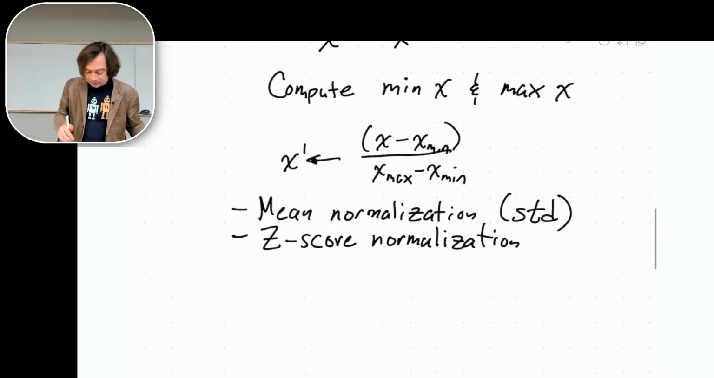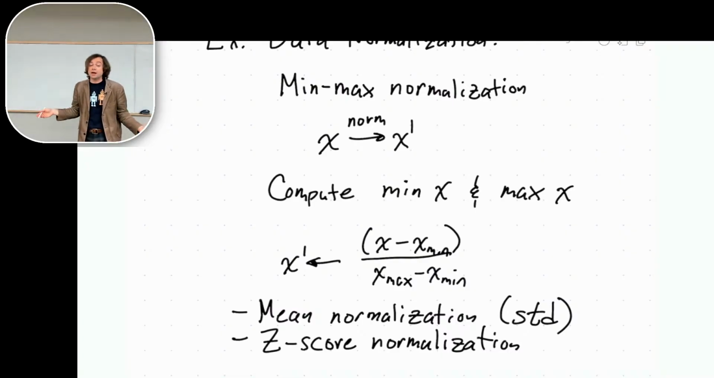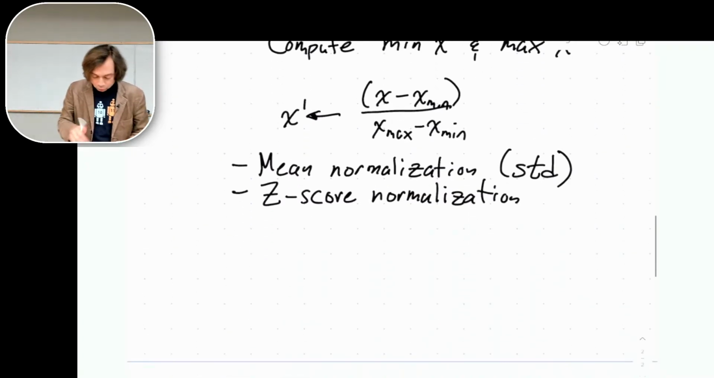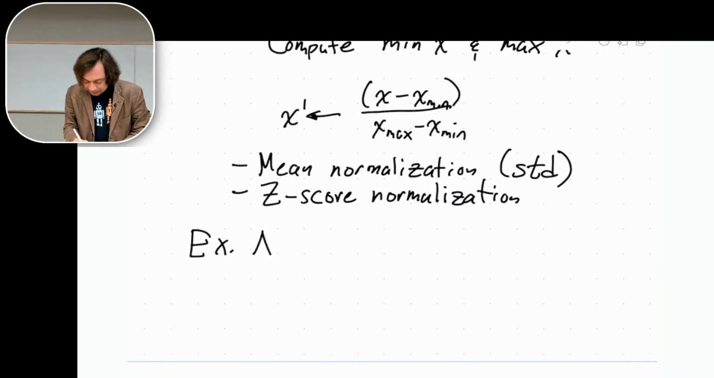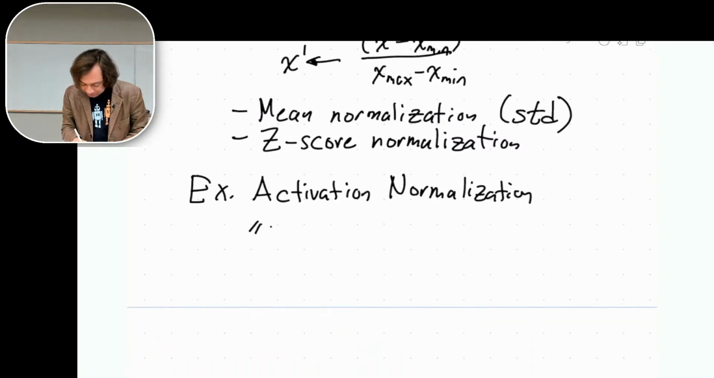Normalizing your data. Okay, that's for normalizing the data. But there's not just normalizing the data. There is normalizing the activation. An example of activation normalization is called the batch norm, or BN.